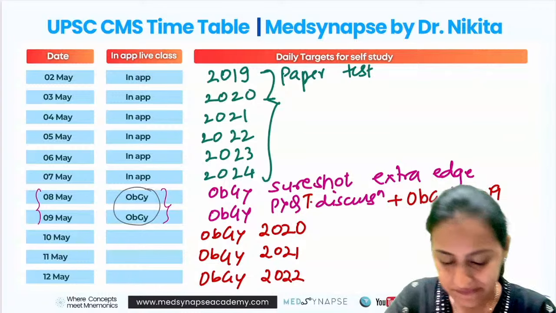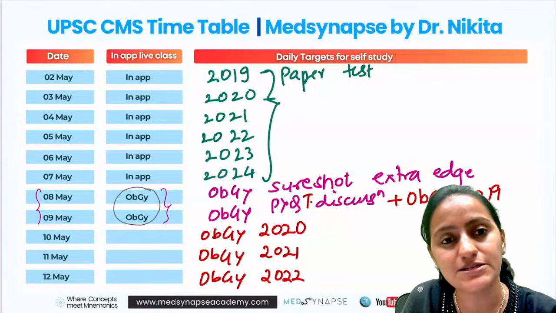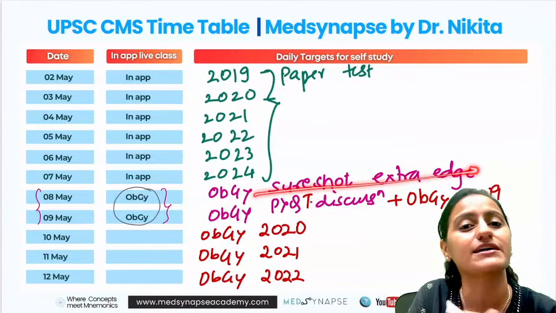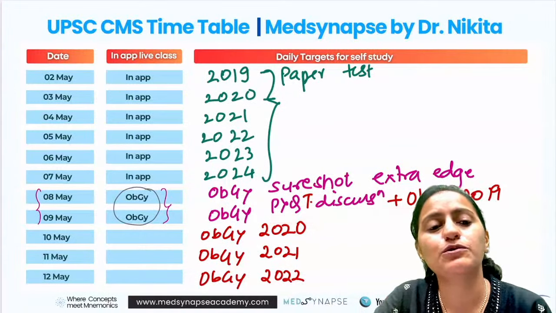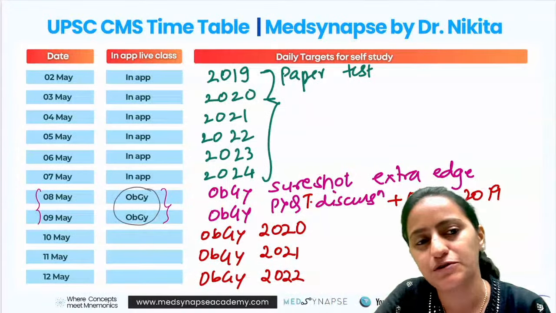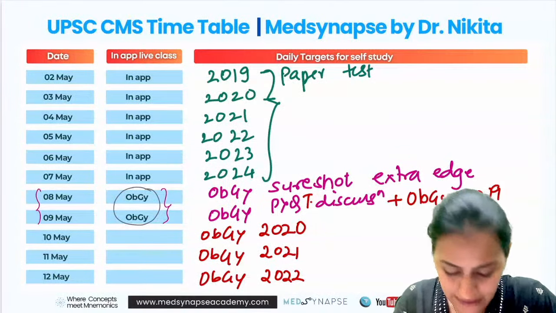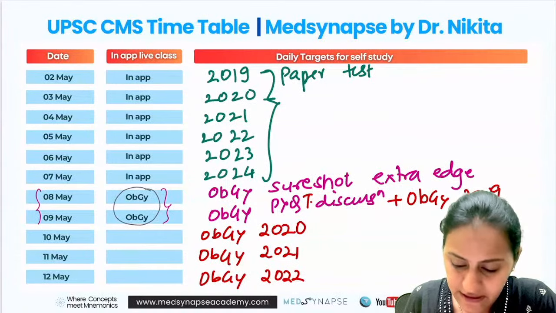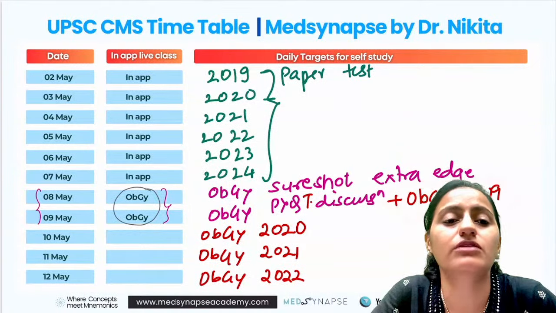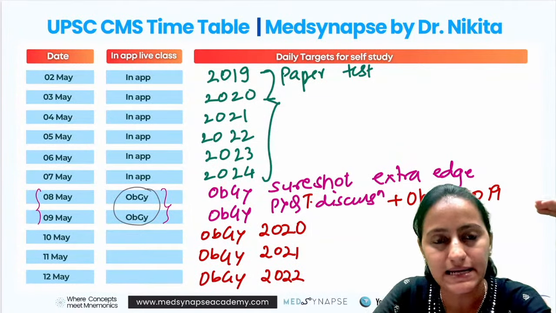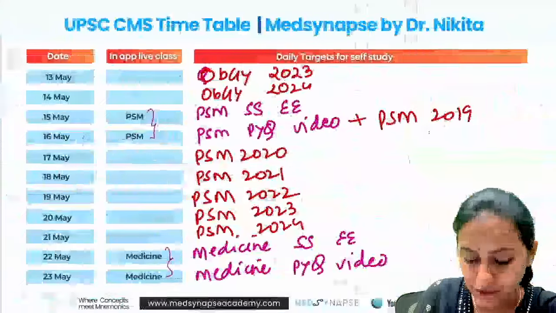Okay, right? So what you need to do is attend short live. Then once you attend the short live, watch the short extra edge from the recorded video which is available. The next day I shall be uploading the mini test of the PYQs, right? Few selected PYQs. So give the test and then watch the discussion video. Now the rest of the days that you have, on the second day, you just solve the OBGY questions of 2019, then the OBGY questions of 2020, 2021, so 2019 to 2024.